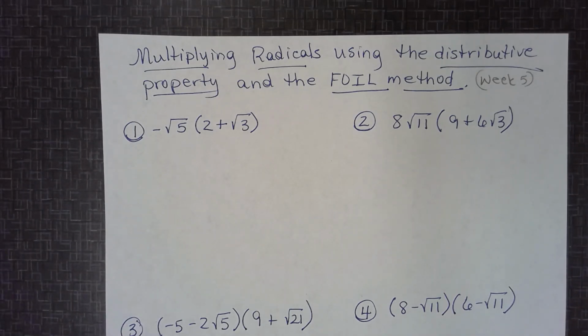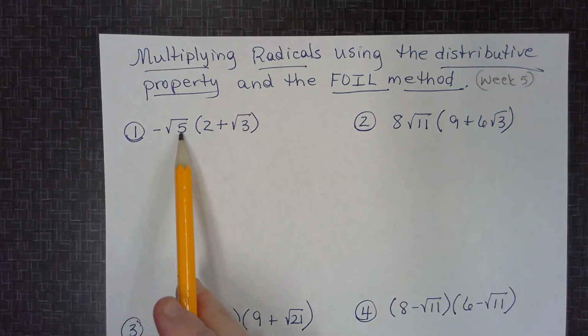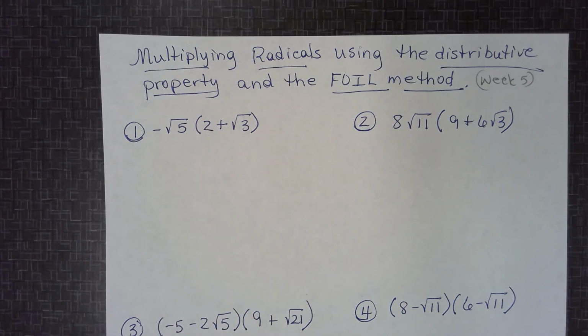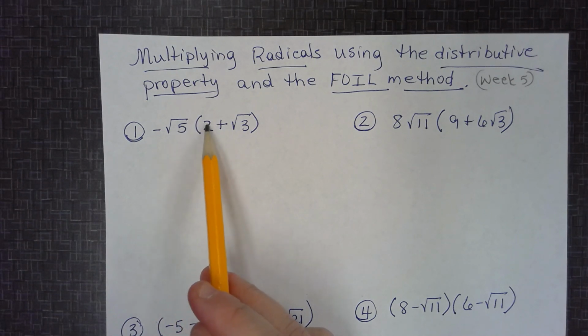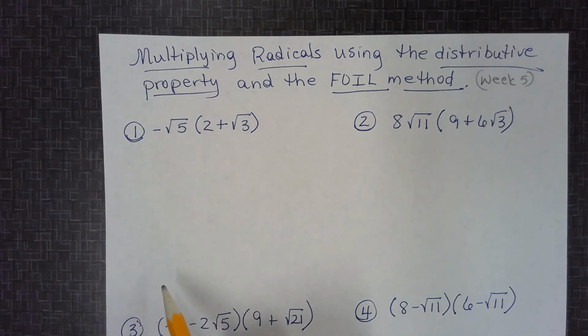Okay guys, this is it. This is our last lesson. It's going to be similar to the last one, but on the last one we would just have multiplied negative square root of 5 times 2. But on this one we're going to do the distributive property where we multiply negative square root of 5 times 2 and times square root of 3.